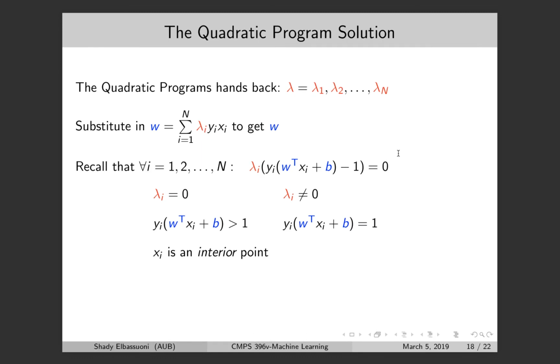For the first case, when lambda i is equal to 0, I have xi as an interior point, because absolute of w transpose xi plus b is greater than 1. That tells me this is not the closest point to the hyperplane, because we assume the closest points to the hyperplane have this value equal to 1. And when yi w transpose xi plus b is equal to 1, I get xi as a support vector. So it lies on the margin. It's one of the closest points to the hyperplane.